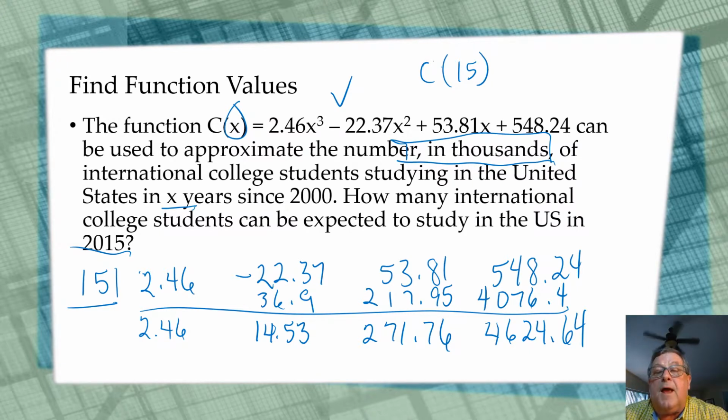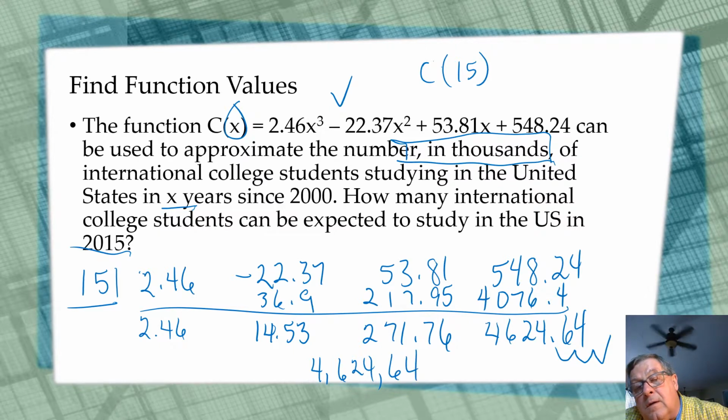So if I want to get the actual prediction of what the international college students would be in the U.S. in 2015, I've got to move this decimal 3 places to the right. And when I do, this estimate would be 4,624,640 international college students.